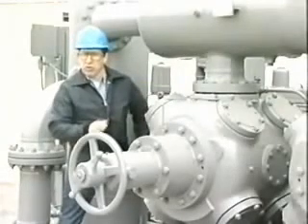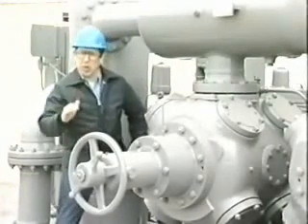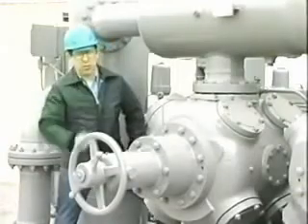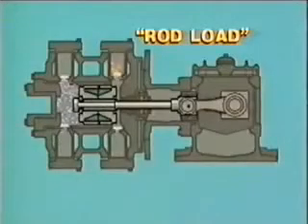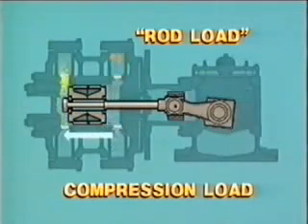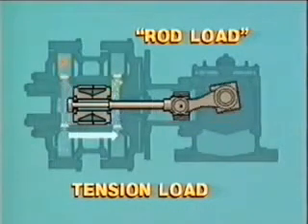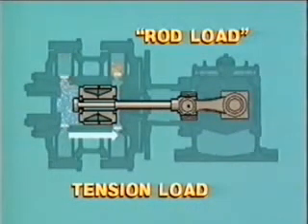Rod load refers to the structural limit of the compressor package. This is the maximum continuous operating force the compressor can safely withstand. Rod load is a force exerted on the piston rod and bearings during the compression cycle. Pistons have 2 rod load factors: compression load and tension load. Compression load is the load on the piston rod as it moves toward the head of the cylinder. Tension load is the load on the piston rod as it moves toward the crank end of the cylinder.